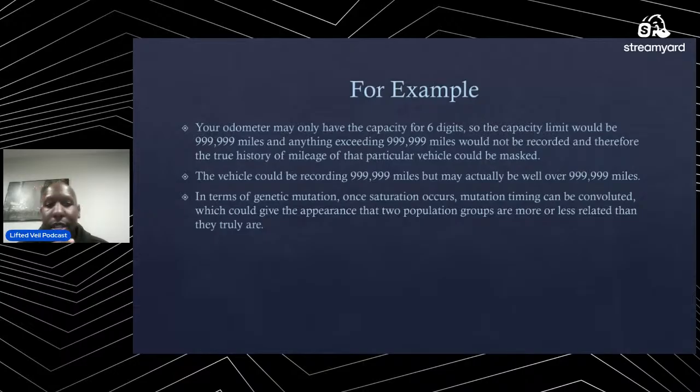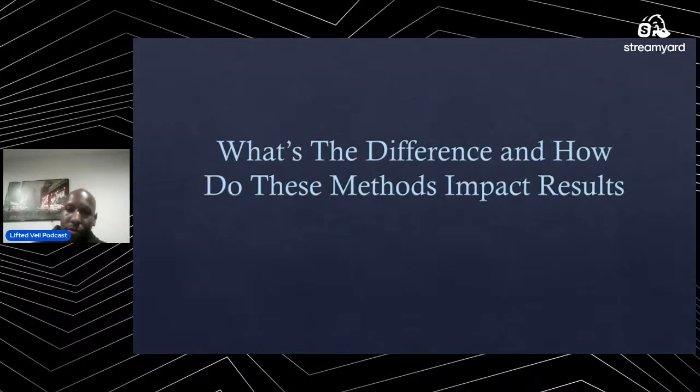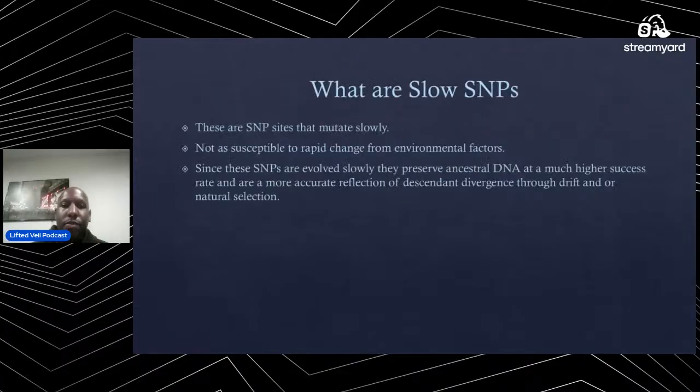In terms of genetic mutation, once saturation occurs, mutation timing can be convoluted, which can give the appearance that two population groups are more or less related than they truly are. To combat this, Dejian, Yuan, and Huang proposed the slow SNP method. This method yielded completely different results. What's the difference and how do these methods impact results?